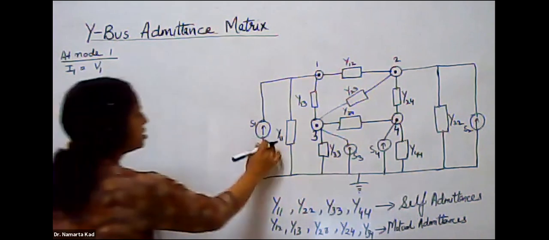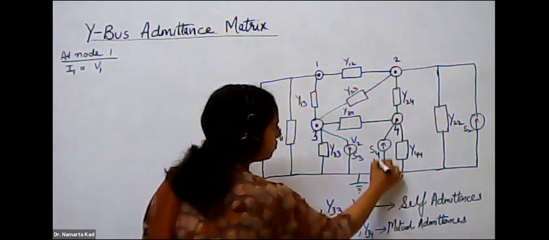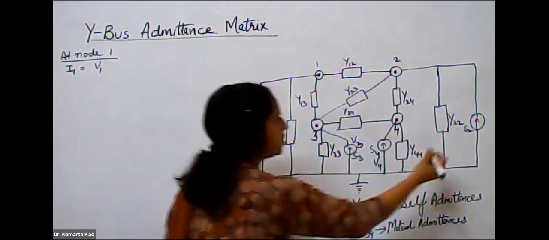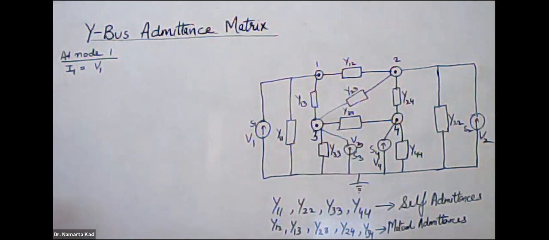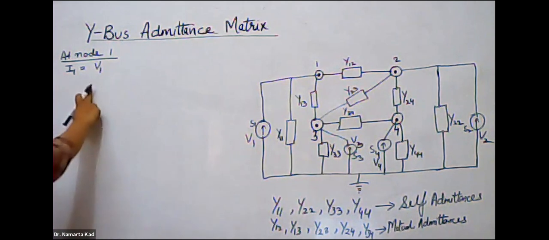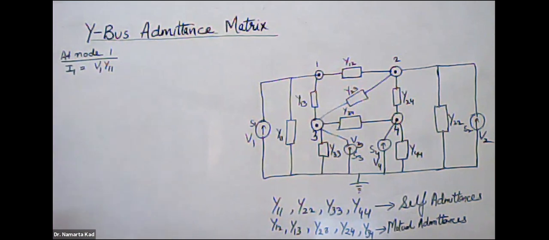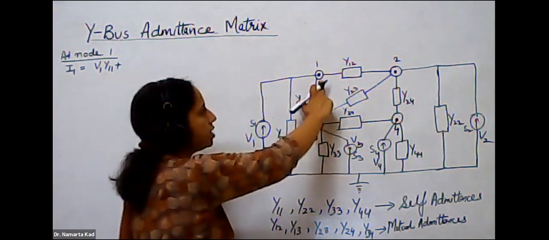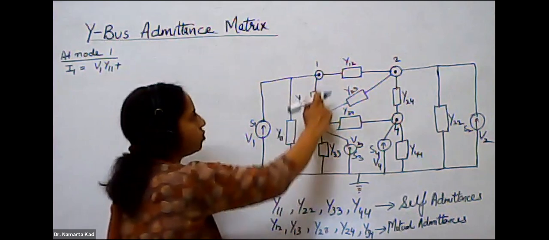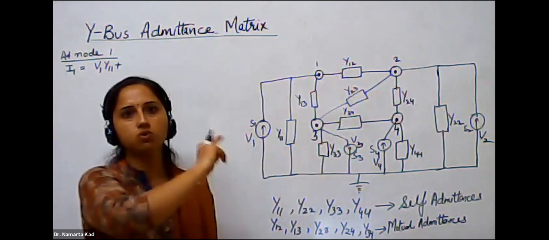Let us suppose this voltage source is V1, here it is V2, here V4, this one is V3, and here the voltage source is V2. Now apply Kirchhoff's law. So I1 is equal to firstly V1 into Y11, plus, what is connected on node number 1? One admittance is this, one is this, one is this. Three admittances are connected to node 1.